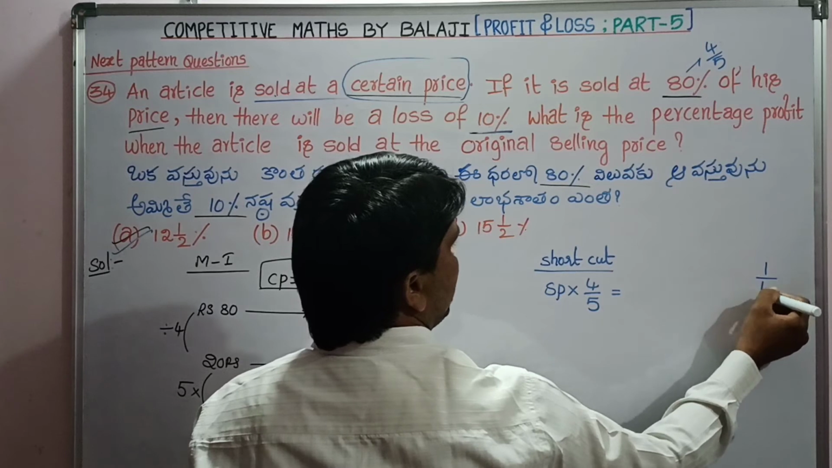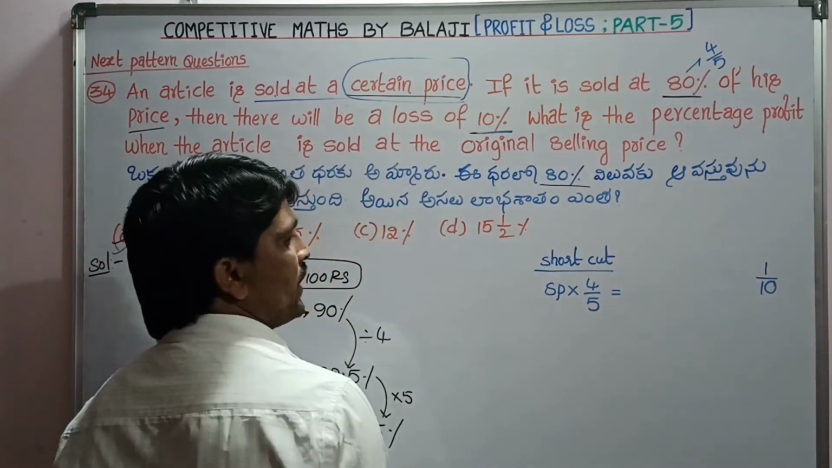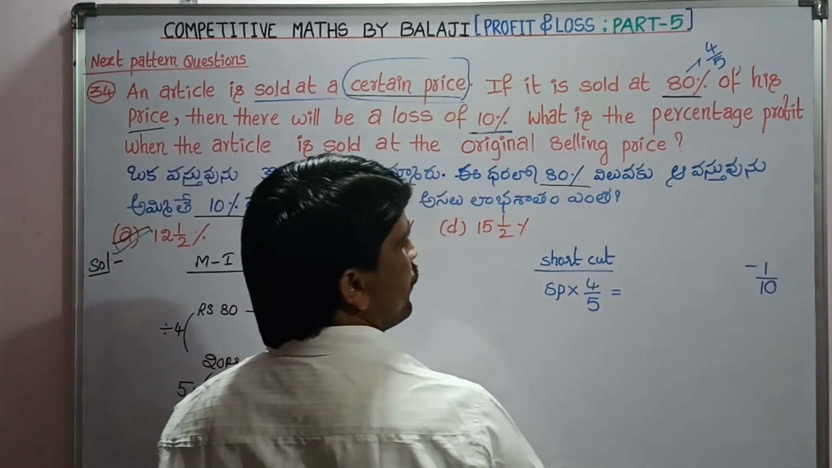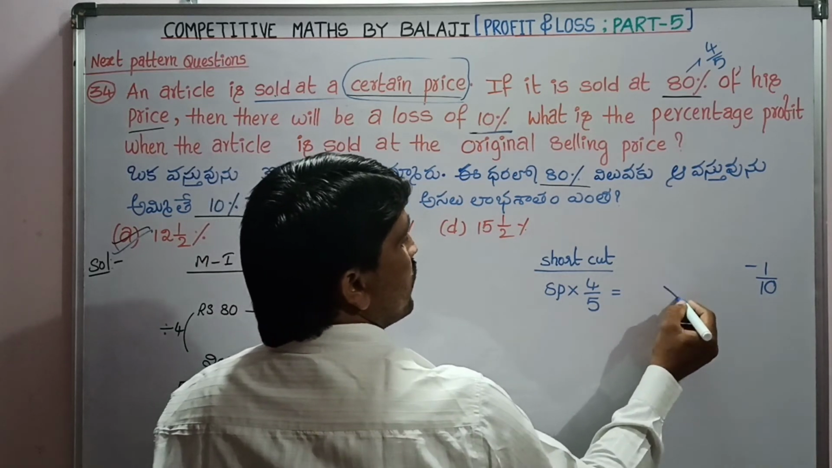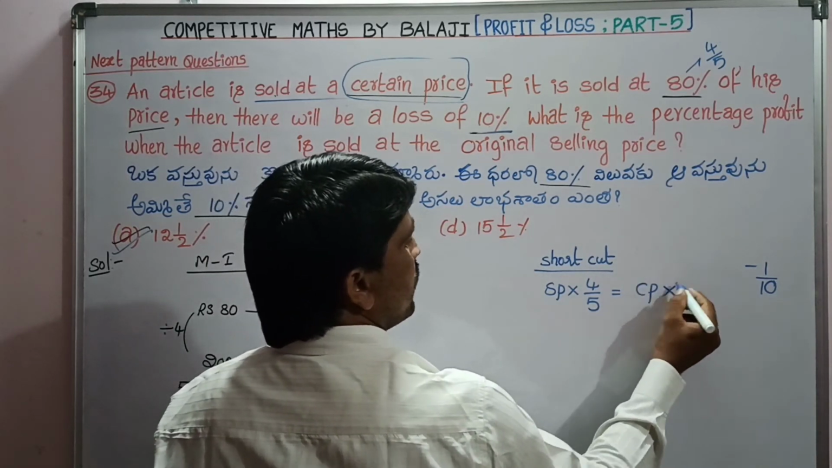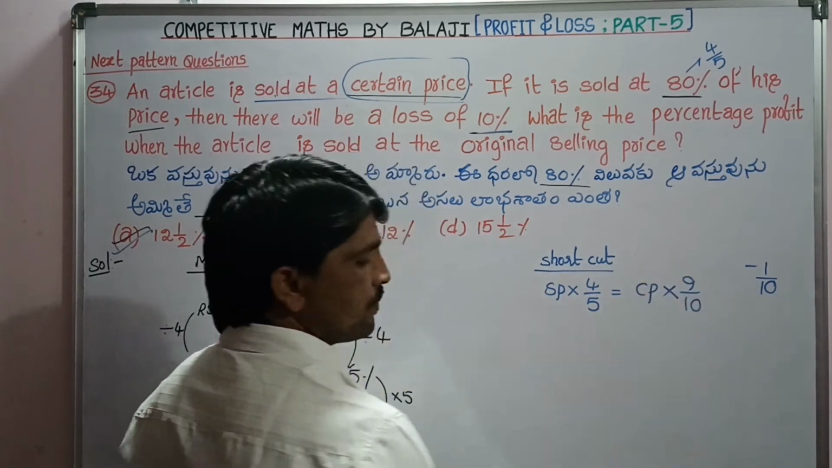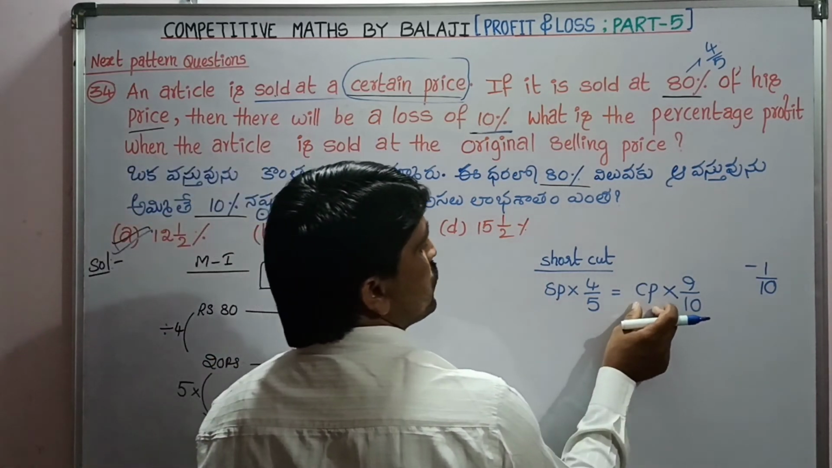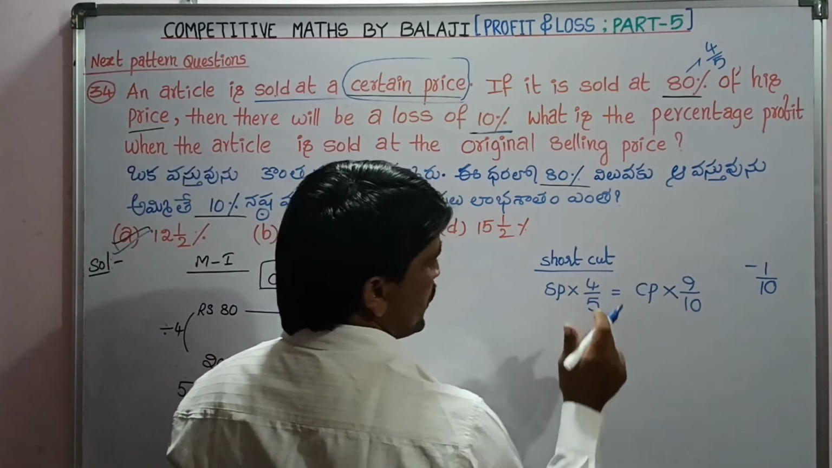So that is 1 by 10. 10% fraction value is 1 by 10. That is out of 10 units, 1 unit is loss. So the article is sold at 9 by 10 times of CP. Okay. The article is sold at 9 by 10 times of CP.